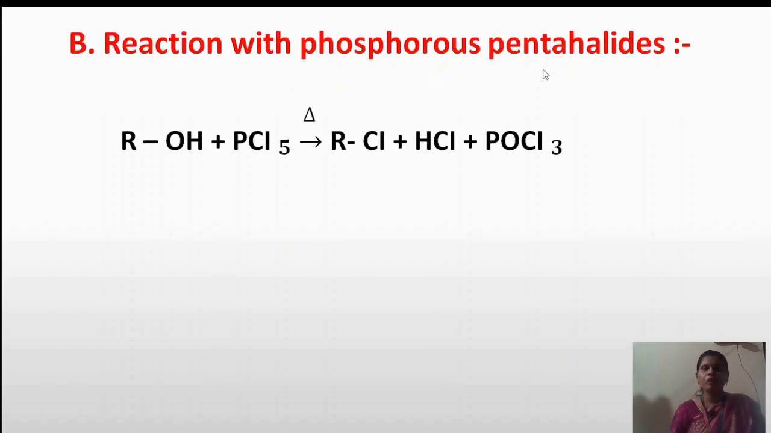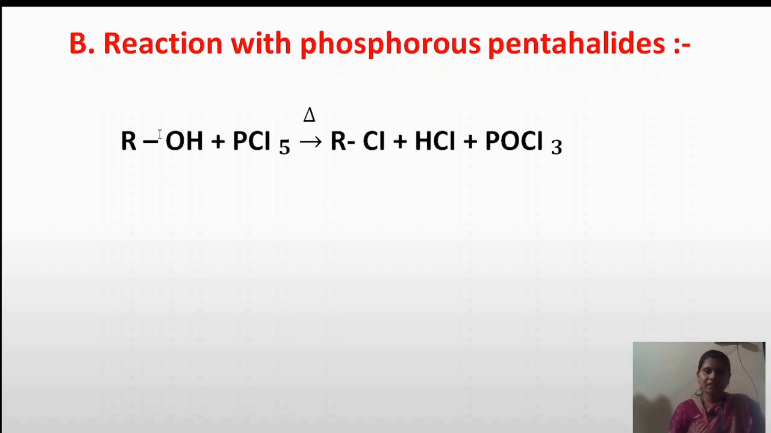The reaction with phosphorus pentahalide. Now in phosphorus pentahalides, phosphorus pentachloride is the only known compound. Phosphorus pentaiodide and phosphorus pentabromide are unknown. So we will react alcohol with PCl5 to give alkyl chloride. Now the general reaction is like that. ROH reacts with phosphorus pentachloride to form RCl, HCl and POCl3.